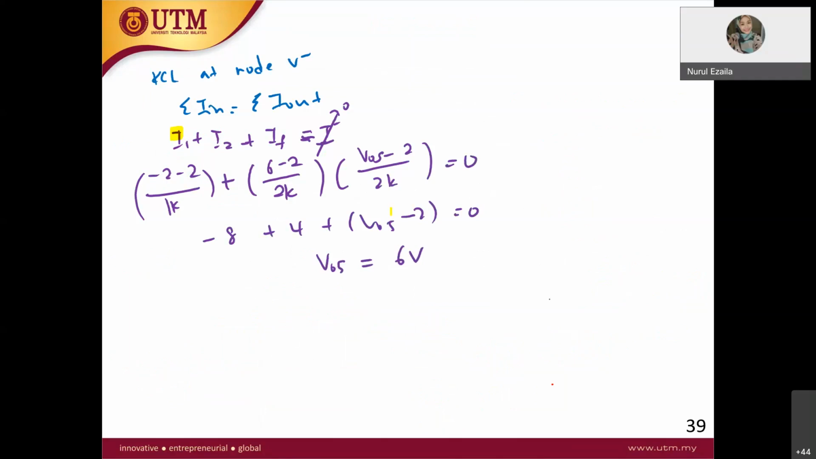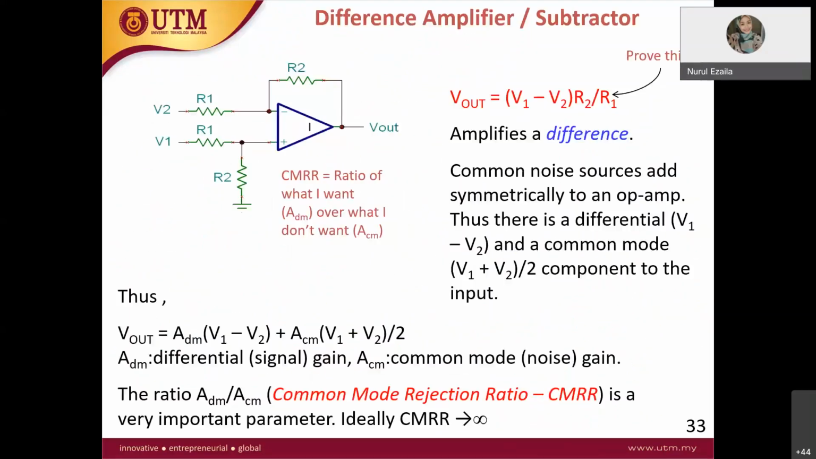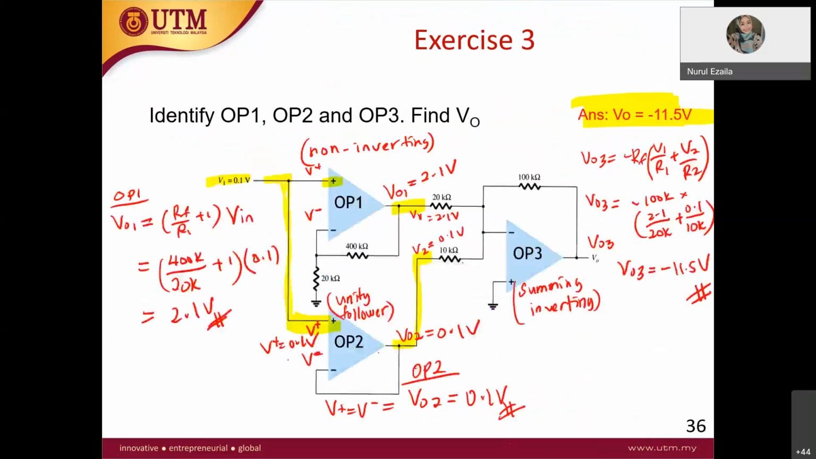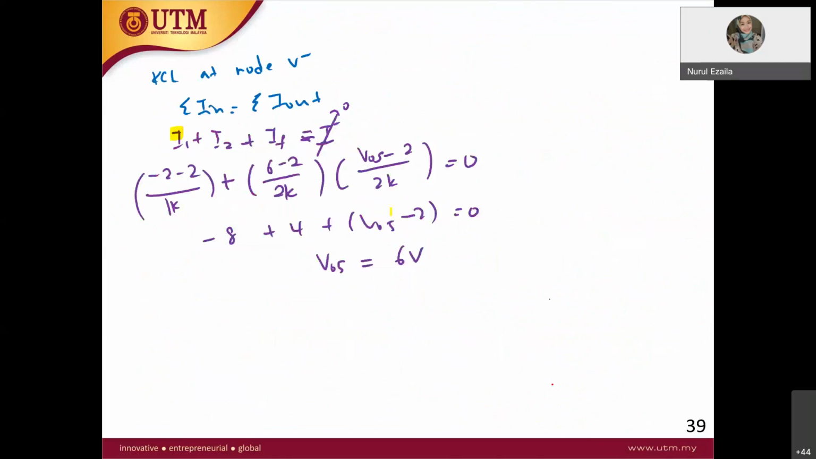Okay, you can derive it like this, or you can also apply the derivation from here, where V out equals V1 minus V2 times R2 over R1, which is the same circuit as here. So this is a difference amplifier. You will get the same answer, 6 volt.